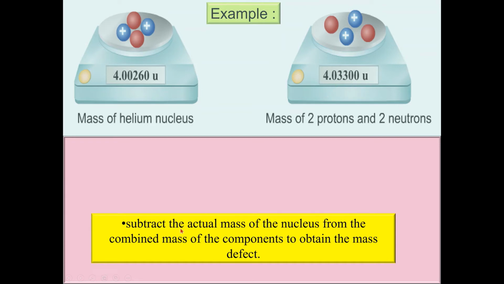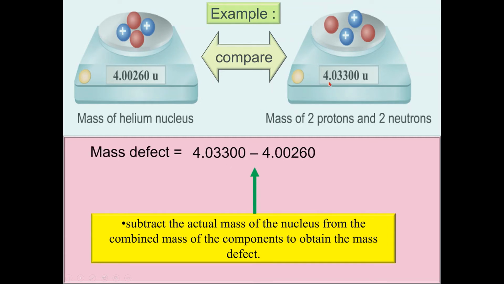Okay, next, to get the mass defect, we compare these two. We subtract the actual mass of the nucleus from the combined mass of the components to obtain the mass defect. So 4.03300 U minus 4.00260, we get 0.03040 U.